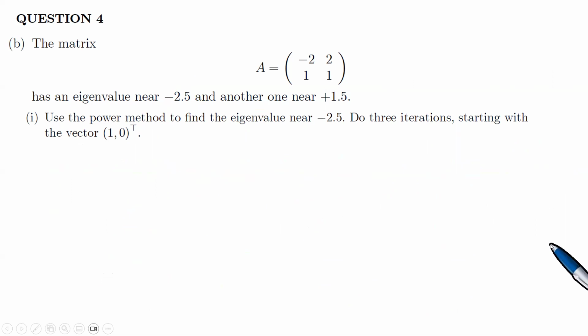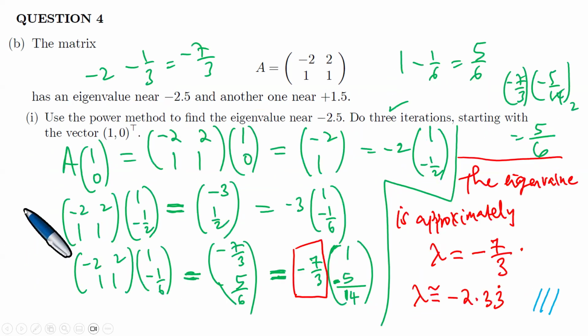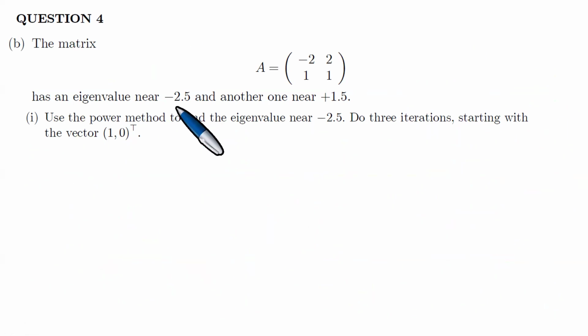So we're done with this question. We used the power method to find the eigenvalue near minus 2.5, and we did 3 iterations starting with the vector 1, 0, and these were the steps. Therefore we're able to conclude that the eigenvalue is approximately minus 7/3, which is indeed close to minus 2.5. And we are done with the first question on the power method.